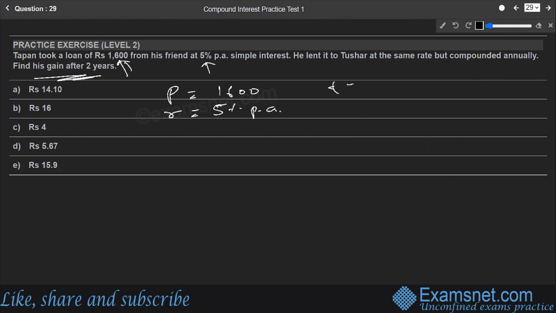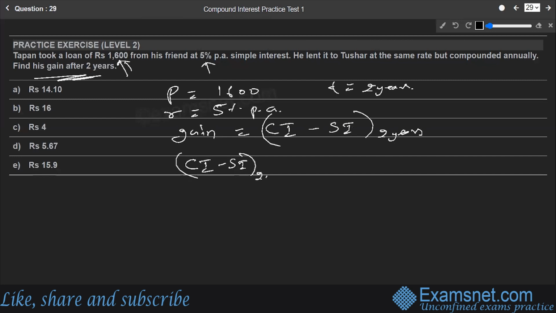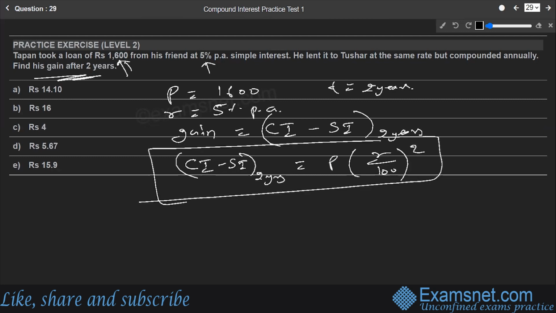Okay. So again, the time value is 2 years. So the gain will be nothing but the difference. The gain will be nothing but the difference of compound interest and simple interest for 2 years. We have a direct formula for finding the difference of compound interest and simple interest for 2 years. The formula is only applicable for 2 years and it is P into (R by 100) whole square. In this formula, the principal value should be the same for both CI and SI. So the difference will be treated as the gain.